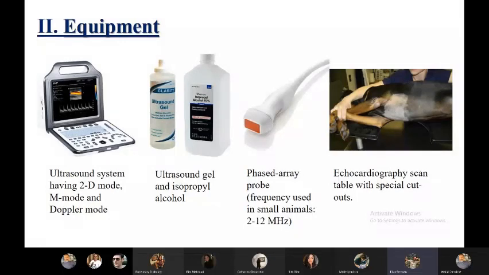and they prevent the air interface since ultrasound cannot travel through air. Furthermore, sufficient gel application minimizes artifacts, and alcohol allows for better absorption of ultrasound gel. A phased array probe is also used with a frequency of 2 to 12 MHz in small animals.